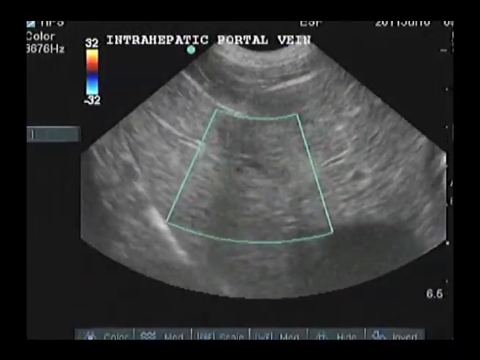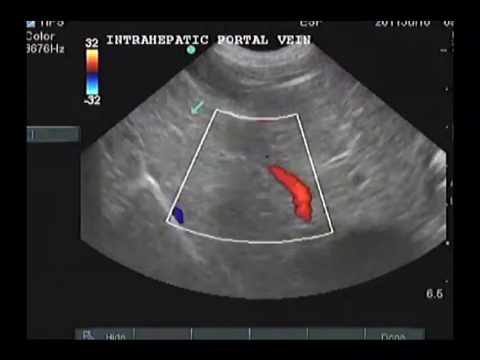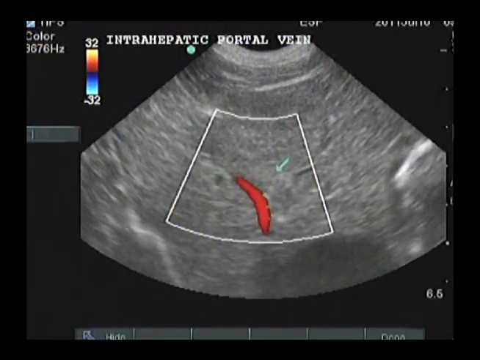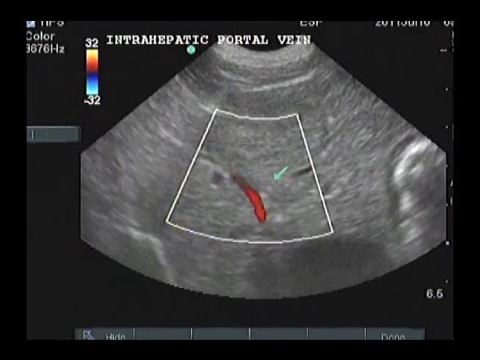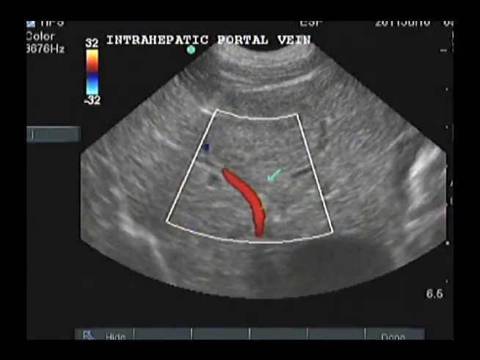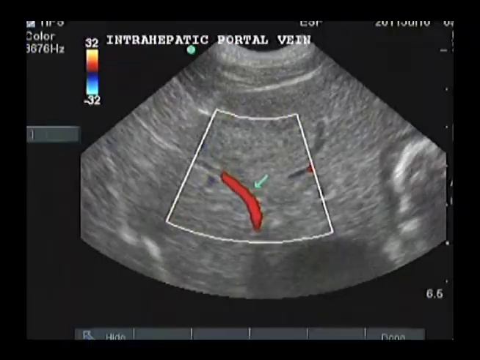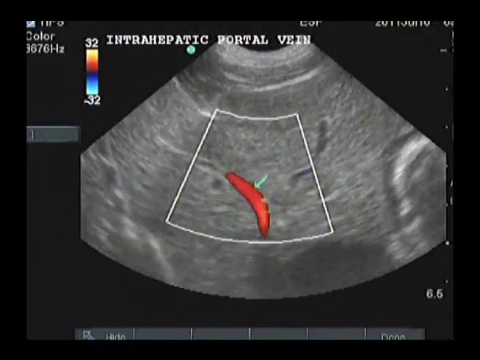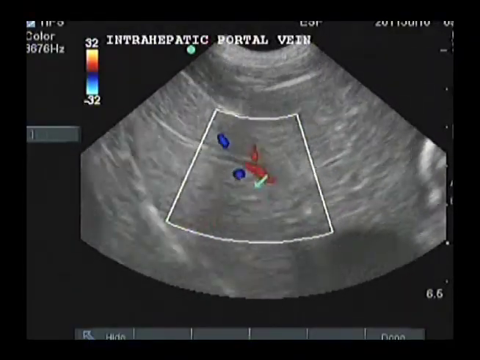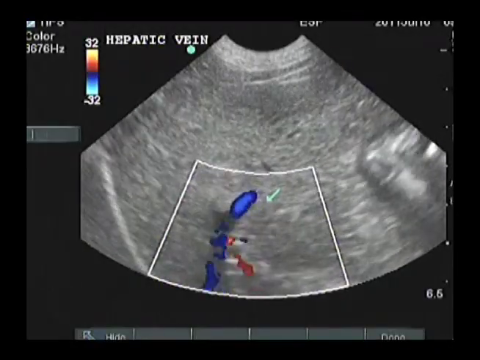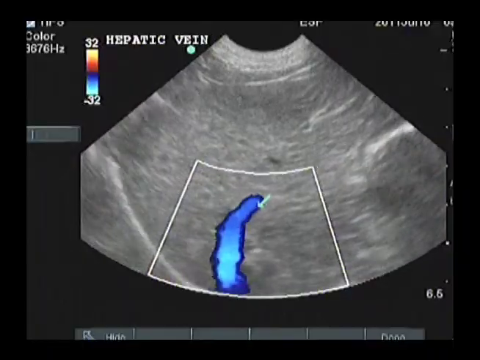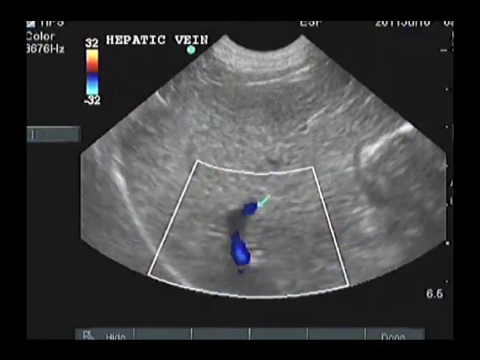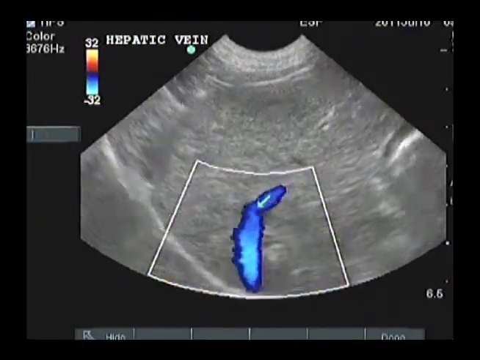However, in the liver, hepatic arteries are usually too small to see. Red flow toward the transducer indicates the intrahepatic portal veins, bringing 75% of the blood flow to the liver. Blue flow away from the transducer indicates the hepatic veins, taking blood out of the liver to the caudal vena cava.